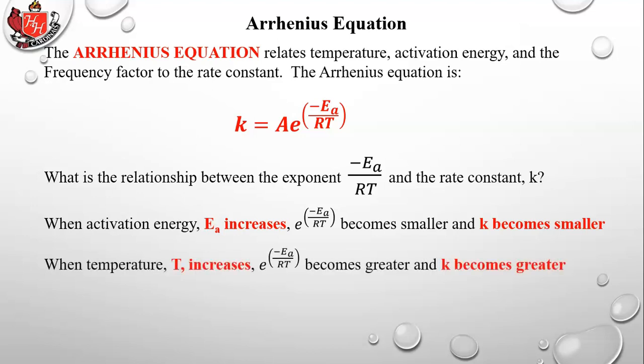So raising activation energy makes it harder for the reaction to take place, and therefore the rate constant k goes down. When temperature increases, then that term e raised to the negative Ea over RT becomes greater and k becomes greater. And we know that because as temperature goes up, the molecules go faster, they hit each other harder, and that increases the reaction. So we've said that k is largely a function of temperature. When frequency factor A increases, k becomes greater. In other words, frequency factor is how often and at what orientation the molecules are hitting each other. So the bigger that number is, the bigger the rate constant will be.